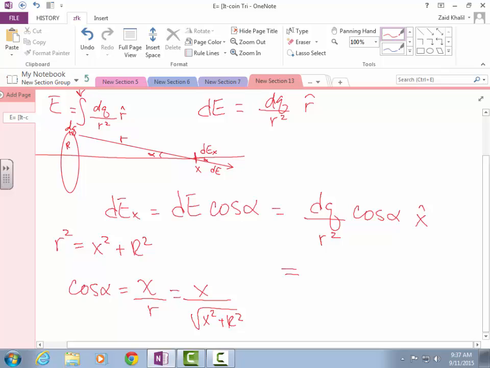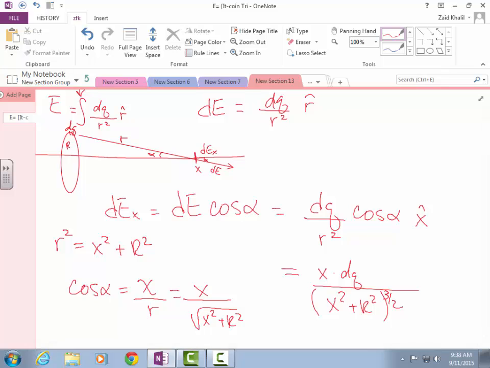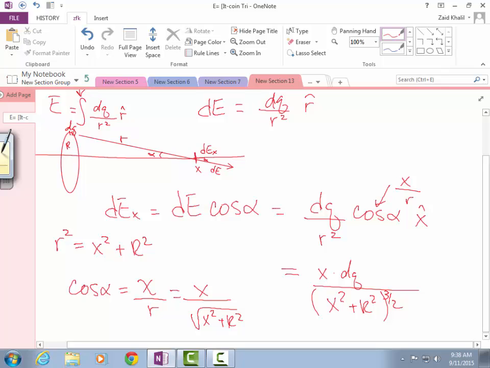So what do we have here? We have that it's dq times x over x squared plus r squared to the 3/2. Can you explain that real quick? Because this is x over little r, correct? So then you have x over little r cubed, but little r is the square root of x squared plus big R squared. Okay, yeah.